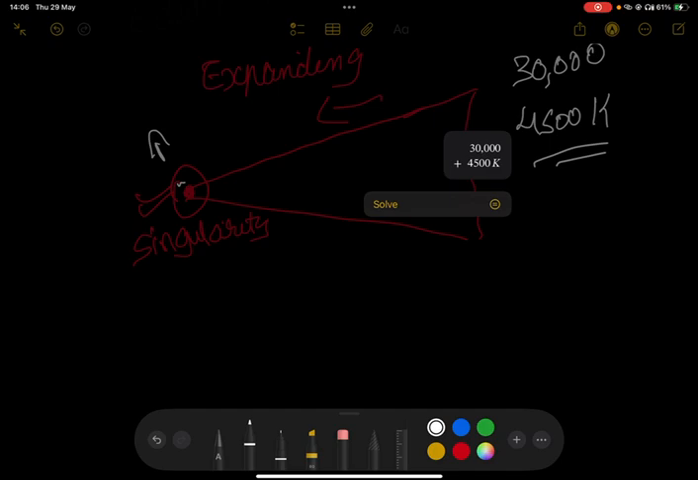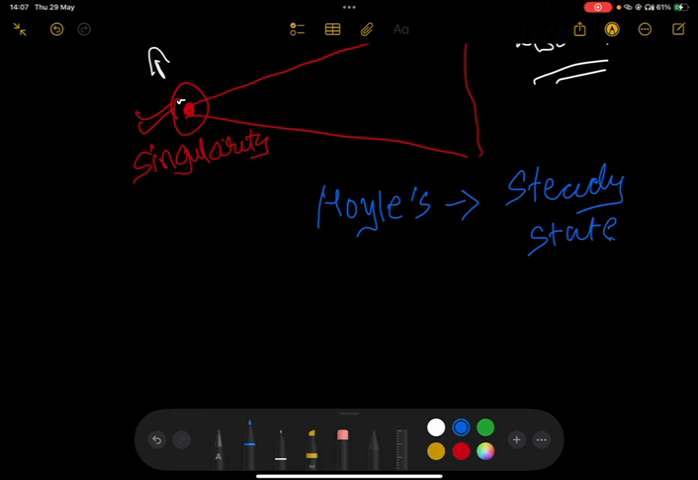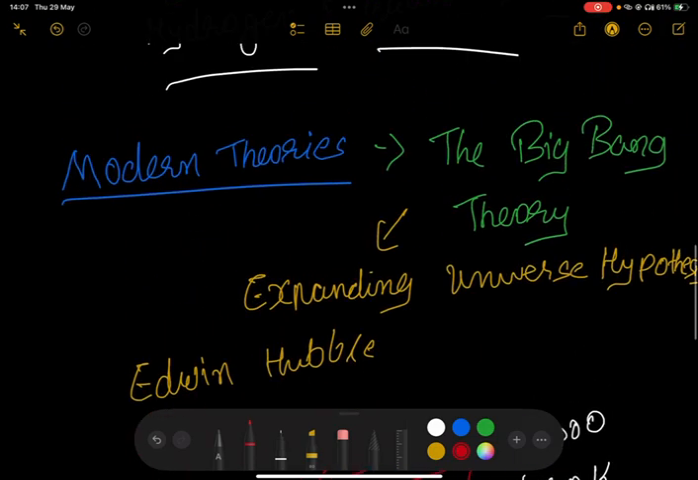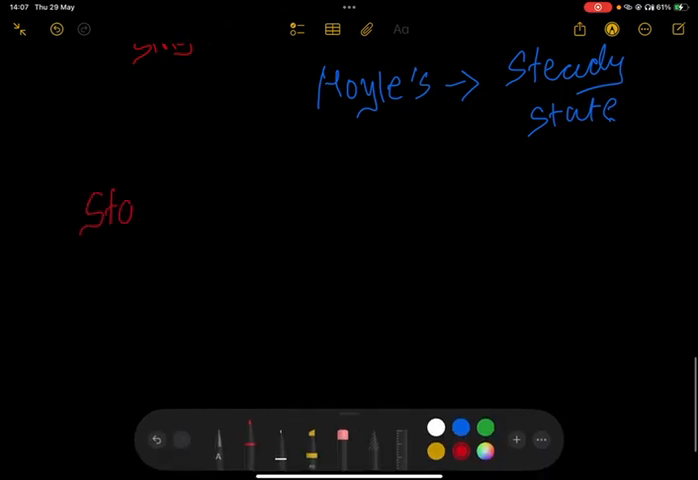Alternative to this theory was Hoyle's concept of steady state. It considered the universe to be roughly the same at any point of time. However, with greater evidence becoming available about the expanding universe, the scientific community at present favors the argument of the expanding universe. So today, the most acceptable theory is the Big Bang theory, right? Then the next concept: after the universe was formed, there was the formation of stars.